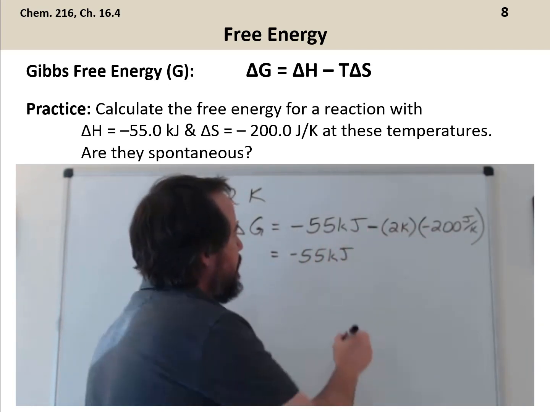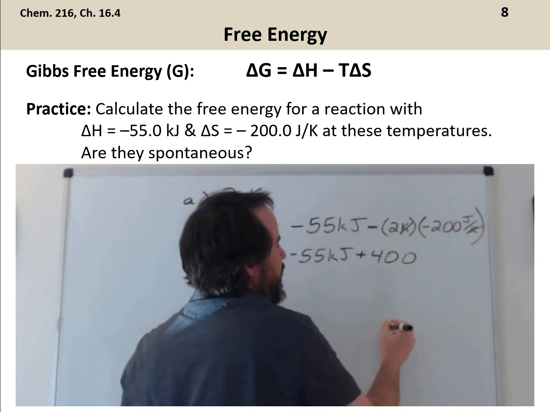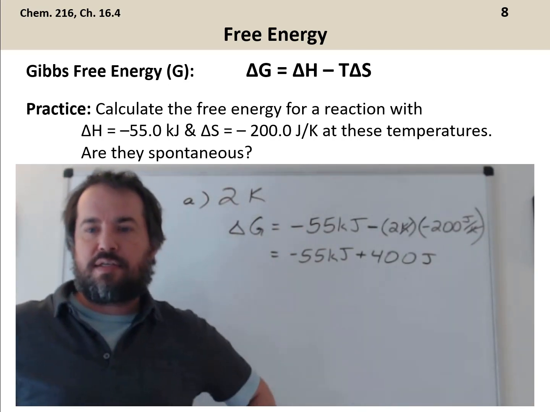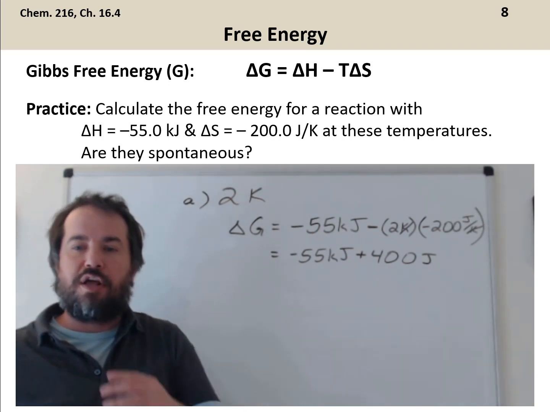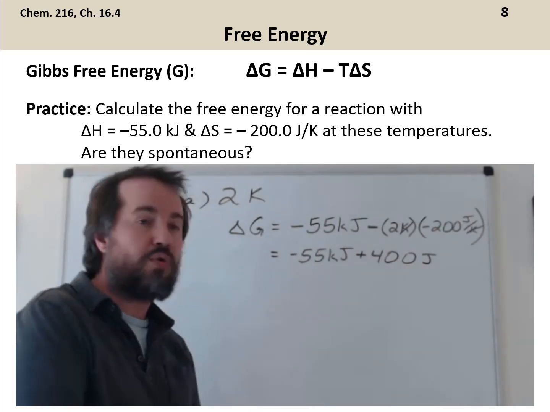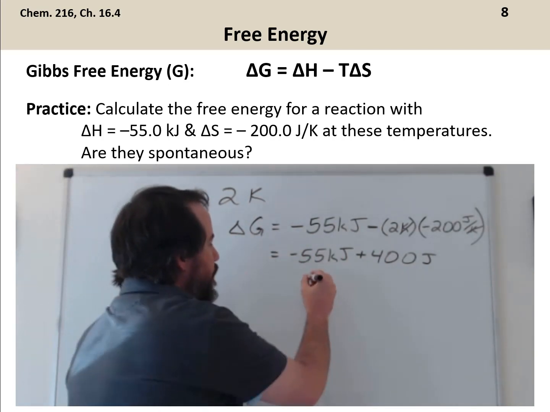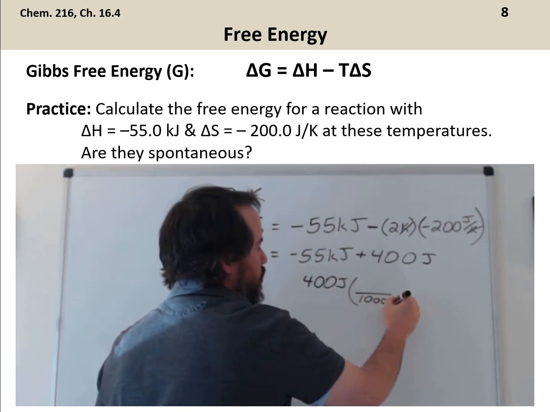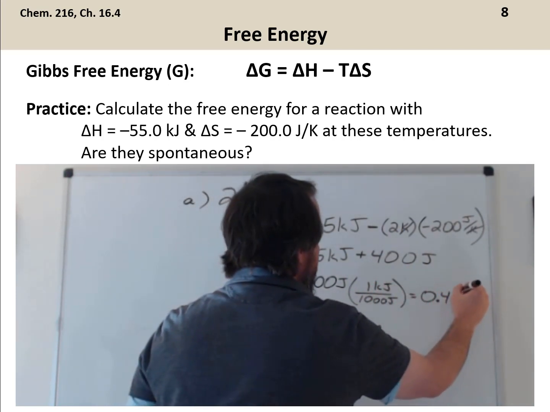And then minus times minus, this is going to give me positive 400. Notice the K will cancel out, and I'll get joules. So when I look at this, I may want to just add these up, but notice the units are different. You know, that old saying, you can't compare apples and oranges, right? I can't add kilojoules and joules. So I need to convert these so that they're the same units. So 400 joules, for every 1,000 joules, we get 1 kilojoule. So that's going to be 0.4 kilojoules.